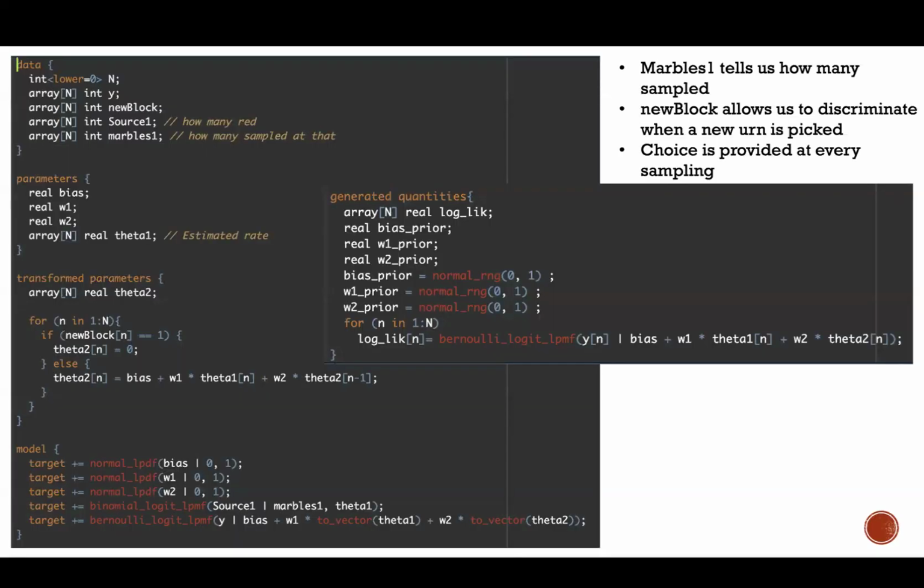So now we have data where n is how many data points we have, just like before. We have y, that is whether the participant says red or green. We have new block that tells us whether the urn has been changed right after the participant has made a guess. And since I wanted to generalize, I put just marbles, so how many marbles were sampled, as an additional information that we get in the data.